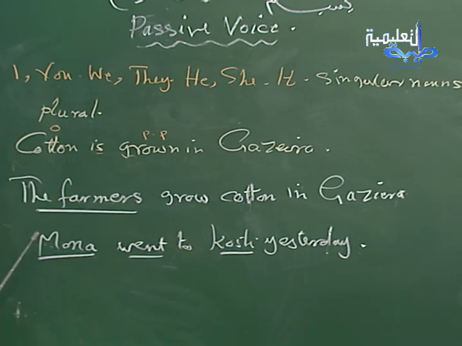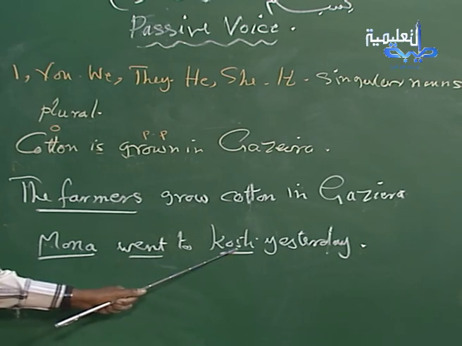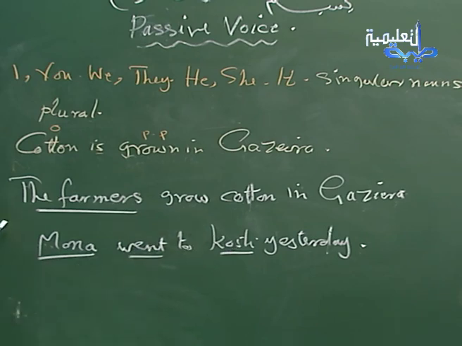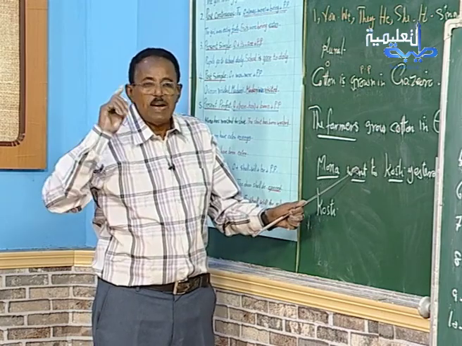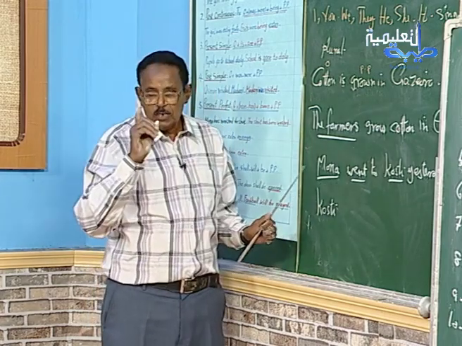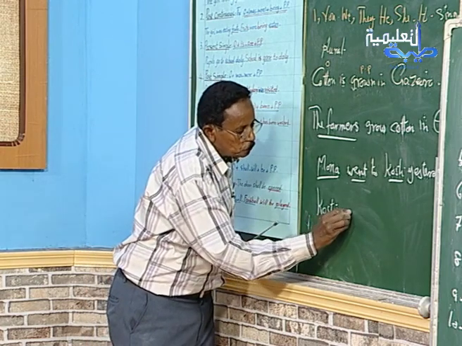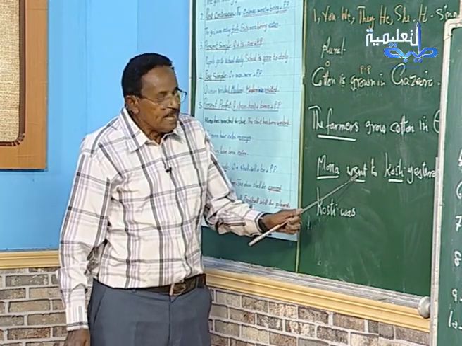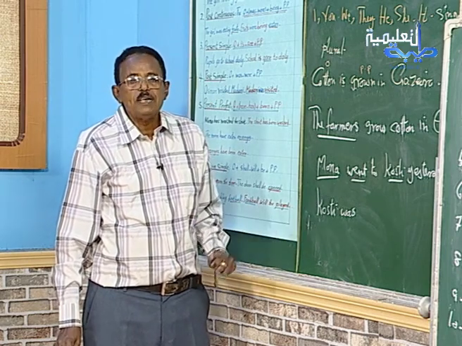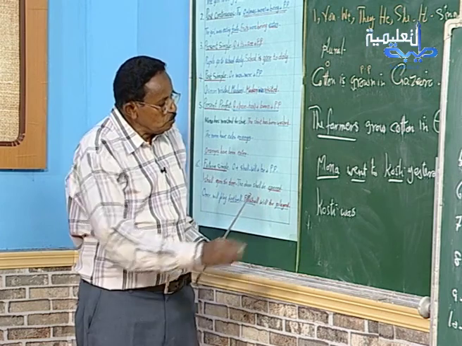To change it to the passive, I am going to take off Muna and replace it with the object. The object is Kosti. I start with Kosti. And this is the past simple. We know the rule for it in the passive: object plus was or were plus past participle. Because Kosti is singular, we are going to say was. And instead of went, we use the past participle of go. The past participle of go is gone.